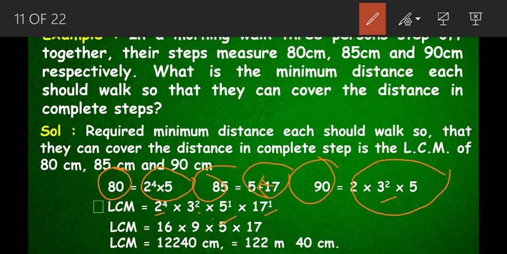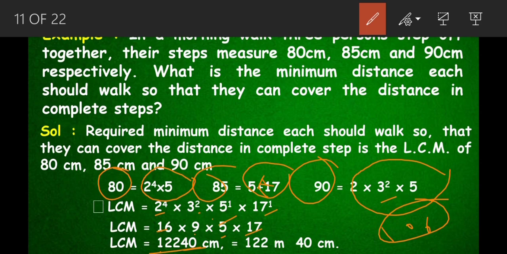Okay, children, don't get confused here, because we are saying least common multiple and we are taking prime numbers with the greatest exponents. 2 power 4 means 16, 3 square 9, 5 power 1 is 5, 17 power 1 is 17. We have to multiply all. So what we will get? 12,240 centimeter.